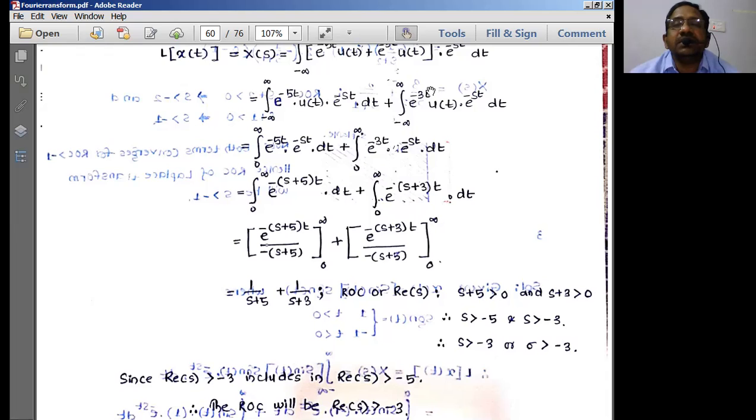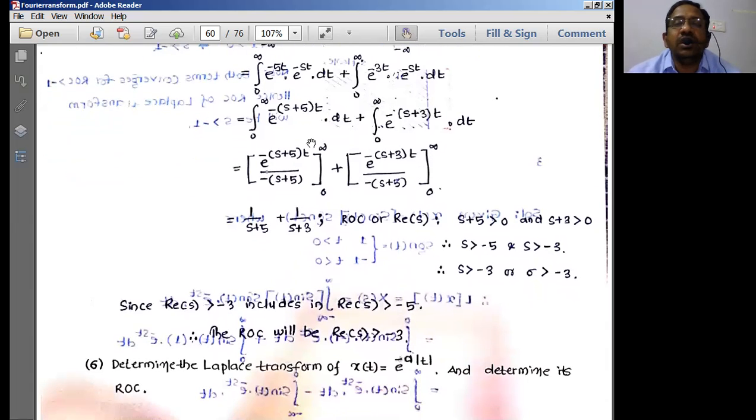The next term we can have here, same story: integral of e to the power minus 3t into 1 into e to the power minus st dt over the limit 0 to infinity. And same thing here, from minus infinity to 0 there is no u of t, therefore 0 into the value is 0, so that particular limit has been simply excluded here. Okay, so this is the integration we have.